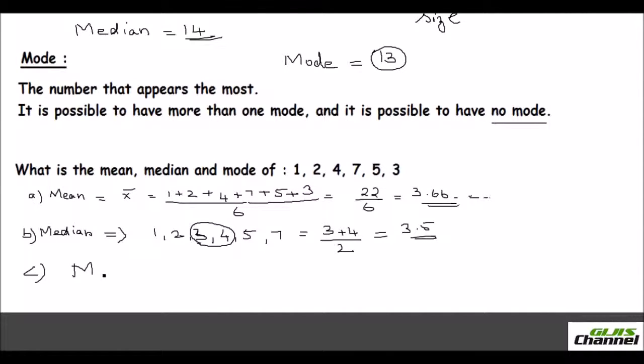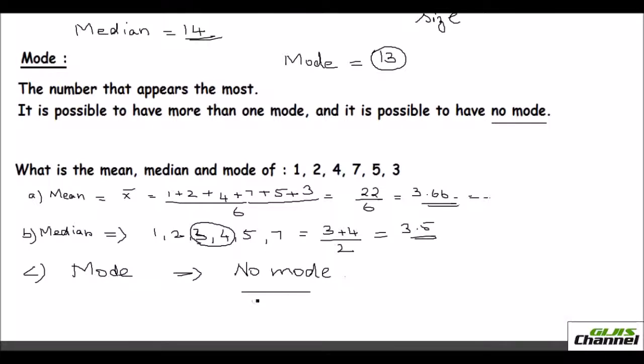And finally you have one more, that is the mode. Mode is the frequently occurring number, right? In this example you see that nothing is repeated more than once. So you say there is no mode, okay? Did you understand? It is so simple.